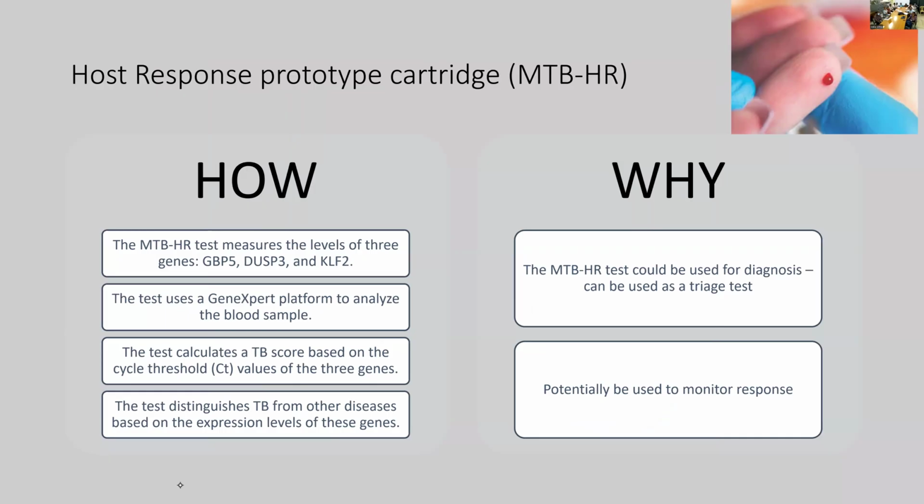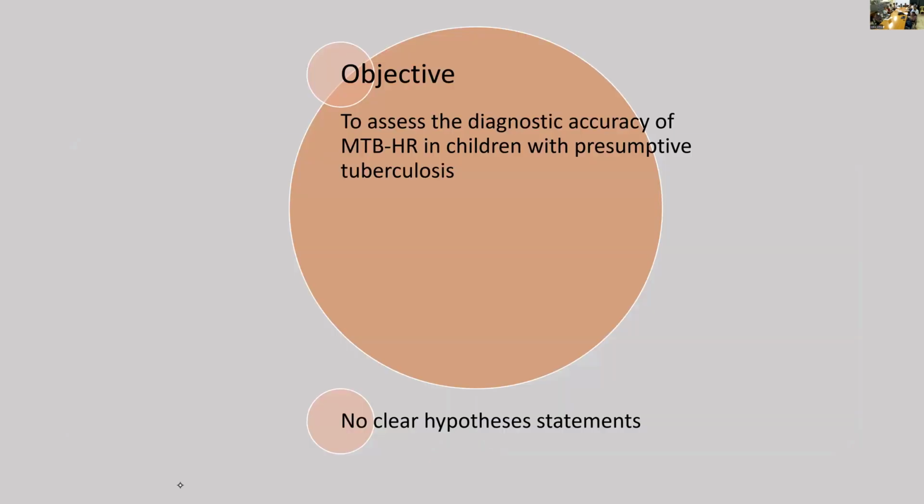The test uses the GeneXpert platform to analyze the blood sample, and they calculate the cycle threshold of the 3 genes. And this has actually been shown to be different in other diseases as compared to TB. So they were thinking that this test can be used as a diagnostic test as well as a triage test. And they can actually use it to monitor the response of the disease. So when the patient is getting cured, maybe the gene expression levels will also change.